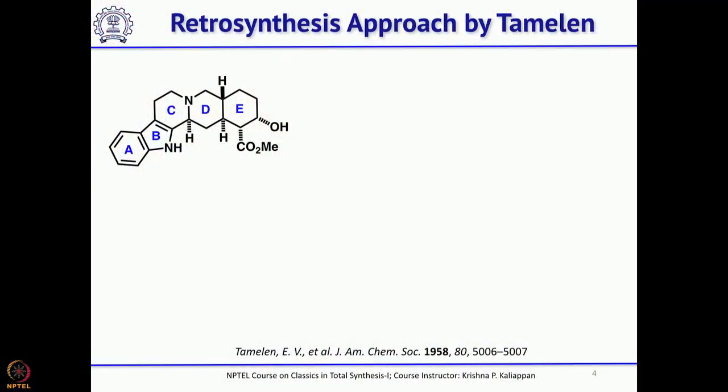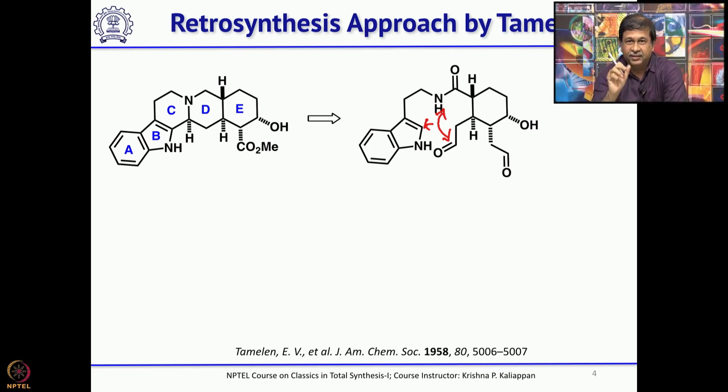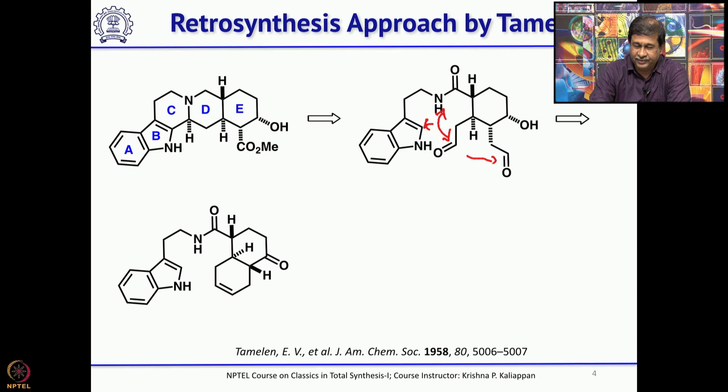Now let us see how van Tamelen approached the total synthesis, and let us see his retrosynthetic approach. He thought first he could cyclize this amide and this carbonyl group, followed by cyclization at this carbon. He tries to form the CD ring using these three functional groups. Then this dialdehyde can be obtained by cleaving this cyclohexene. If you do dihydroxylation followed by cleavage, you can get this dialdehyde.